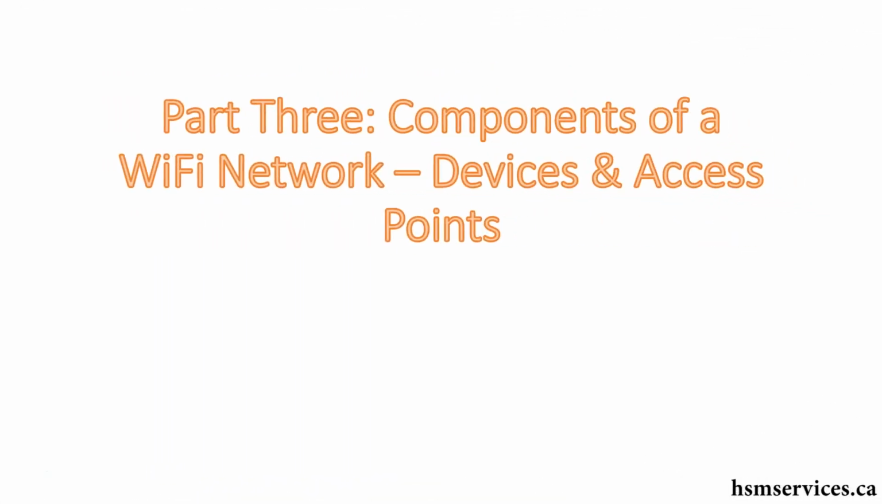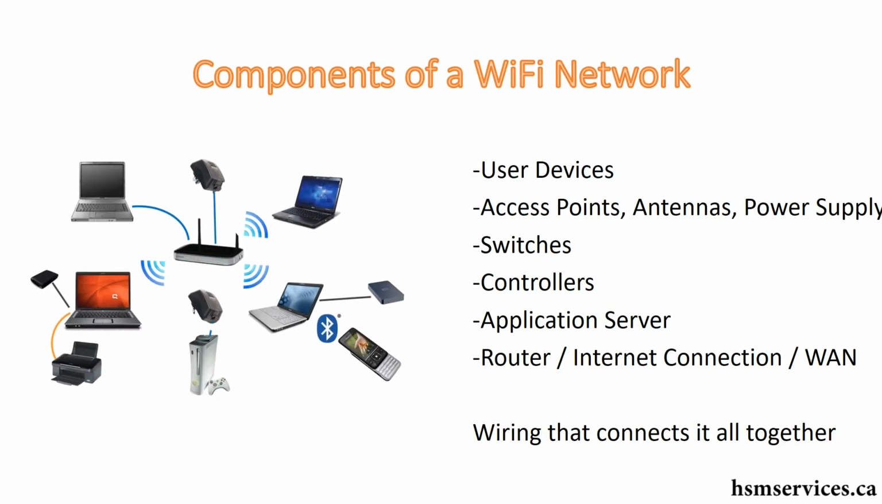So in part 3, we're going to talk about the components of a Wi-Fi network. We're going to start with devices and access points, and we're going to talk about the other components in the next part. But as you know, components of the Wi-Fi network are devices, access points, their antennas and power supplies, switches, controllers, application servers, routers and internet connection, or the wide area network, and wiring that connects it all together.